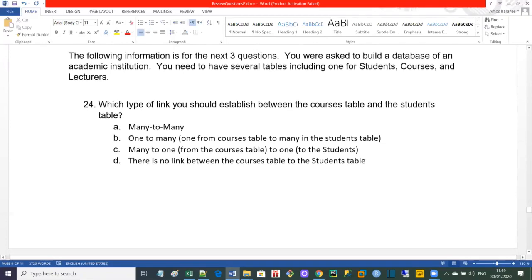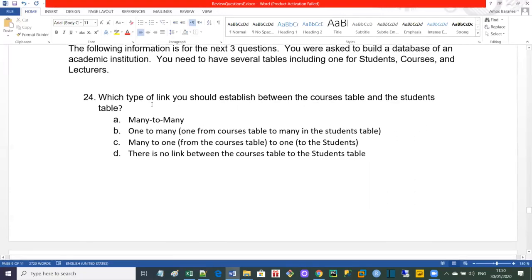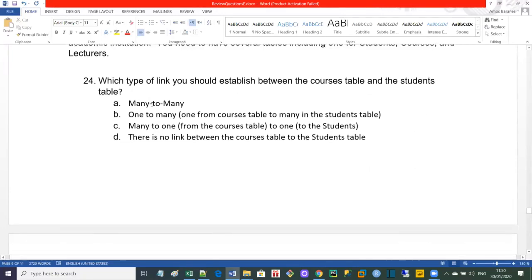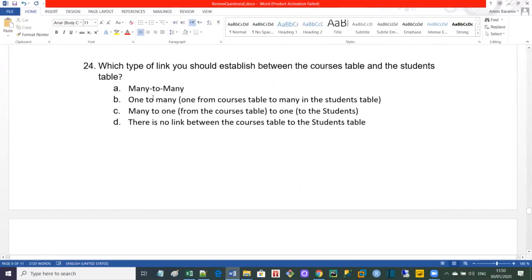We have some information regarding those 3, so let's look at them. You were asked to build a database of an academic institution, and as we know, you need to have several tables, including one for students, courses, and lecturers. So how will you do the connections between those tables? Let's look at question number 24. Which type of link should you establish between the courses table and the students table? And the link is many to many.